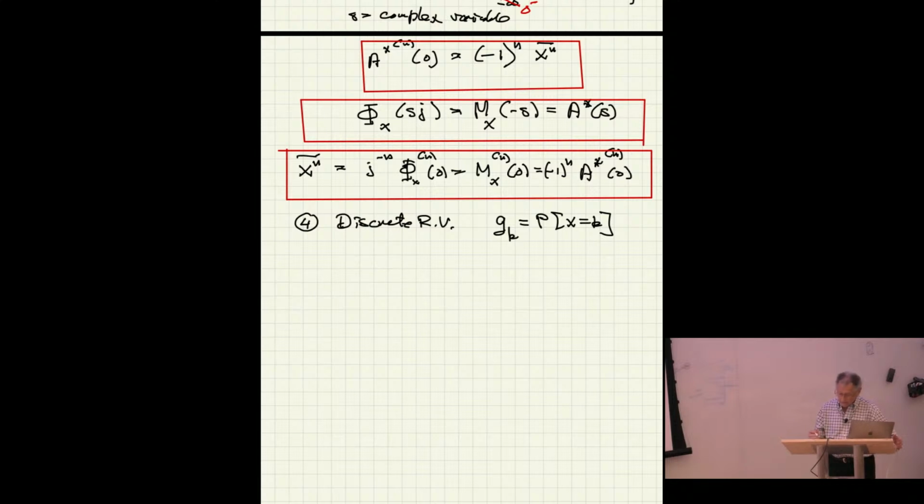Let's define G of Z, as always, as summation G sub k, Z to the k, and we'll go over all possible values of k. And so I ask you now, what is G of 1?